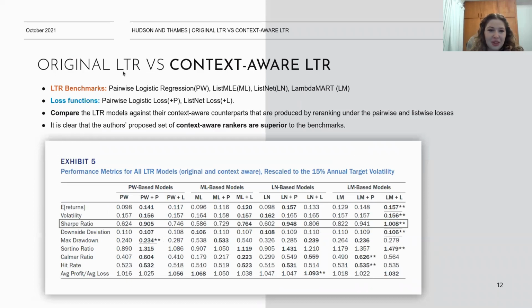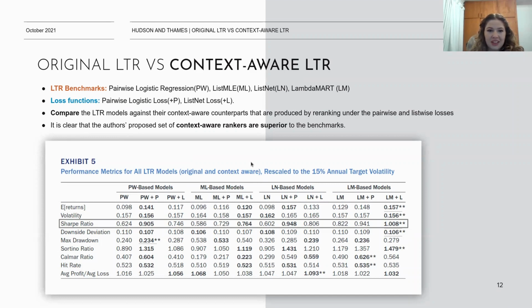Now we can compare the original learning to rank algorithms with their context-aware counterparts. We have the 4 base models, 1, 2, 3, 4, and then we have their context-aware transformer network counterparts. For the pairwise logistic loss, we just add plus P. So this is the original, and then we have that one. Then we also have the ListNet loss over there, and we just repeat that for each of the regionals.